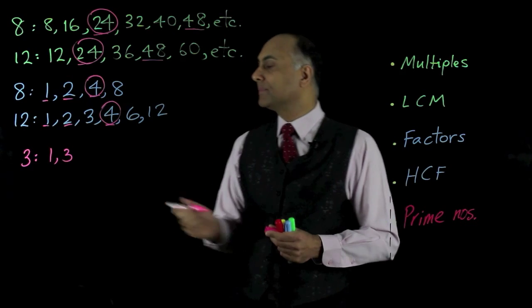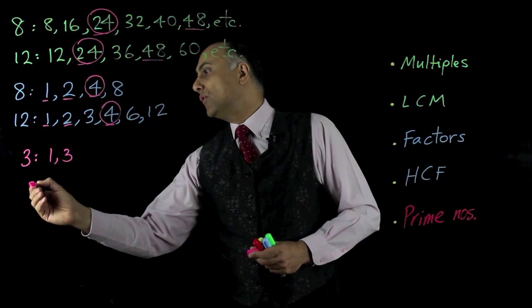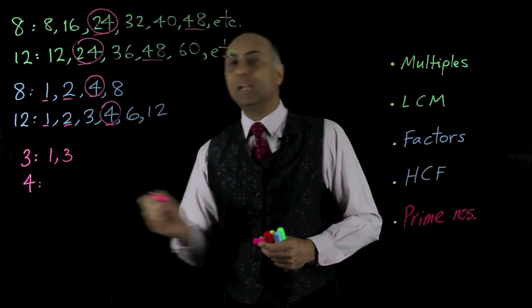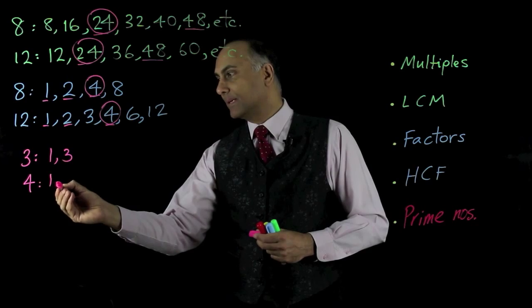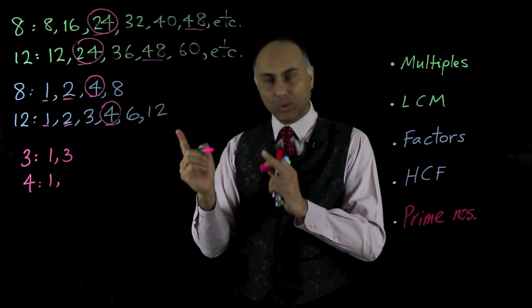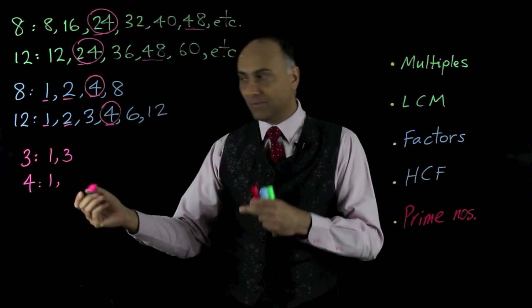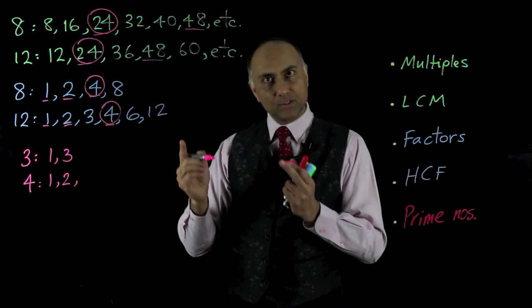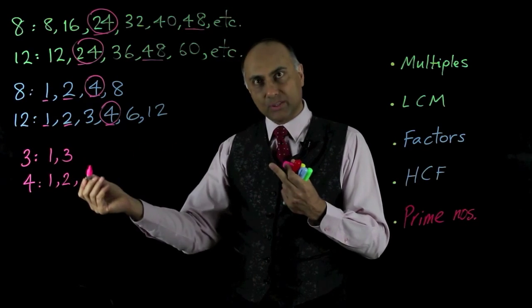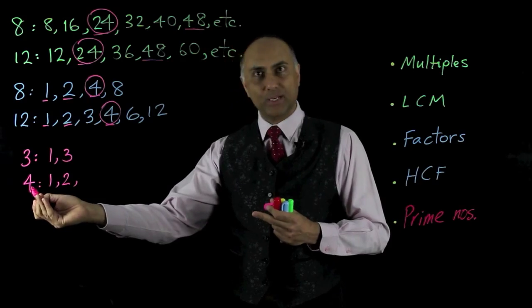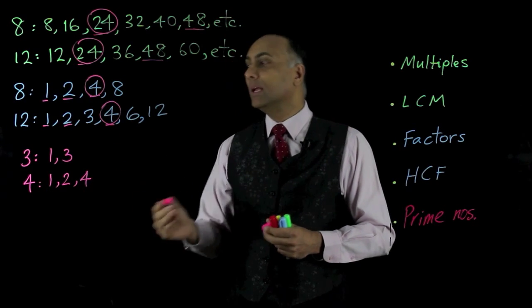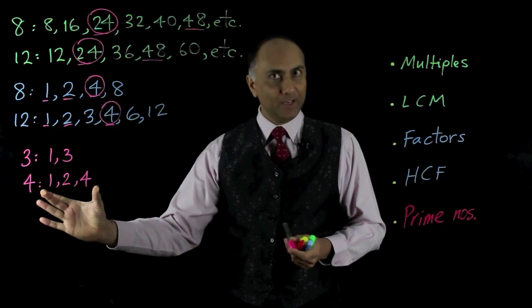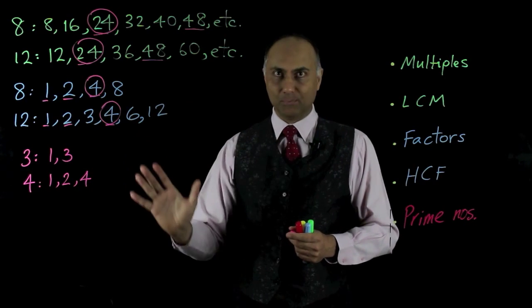Let's take another one. Let's take 4 and list the factors of 4. 1 goes, obviously. And remember, every list of factors begins with 1. 2 goes because 4 is an even number. 3 does not go. We shouldn't even bother trying it because once we're halfway to the number, the next factor will be the number itself, and 4. Now, because 4 has 3 factors, it is not a prime number.